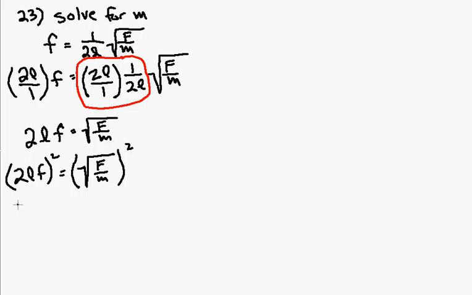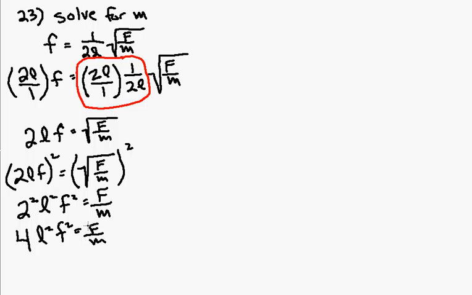Here we're left with 2 squared L squared F squared is equal to F over M. And then to further simplify the left, we'll make 2 squared into 4. So we have 4 L squared F squared is equal to F over M. Well, if I set this up properly, let's work the little magic here.